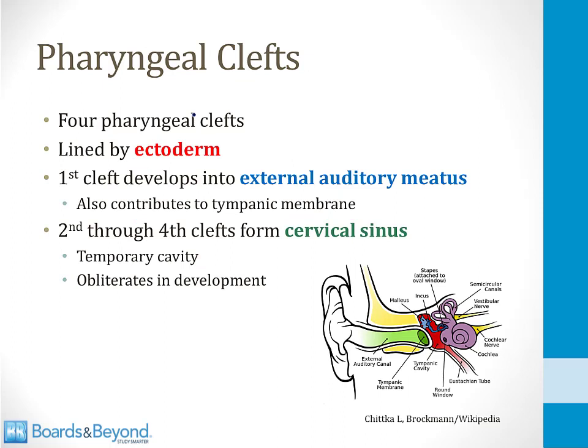Now let's talk about the pharyngeal clefts. There are 4 pharyngeal clefts, just like there are 4 pouches, but the clefts form on the exterior of the embryo, and therefore they are lined by ectoderm, not endoderm like the pouches.